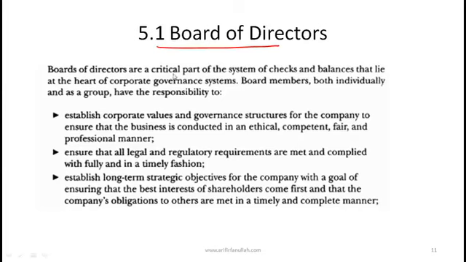Board of directors are a critical part of the system of checks and balances that lie at the heart of corporate governance systems. Board members, both individually and as a group, have a responsibility to, number one, establish corporate values and governance structures for the company to ensure that the business is conducted in an ethical, competent, fair and professional manner.